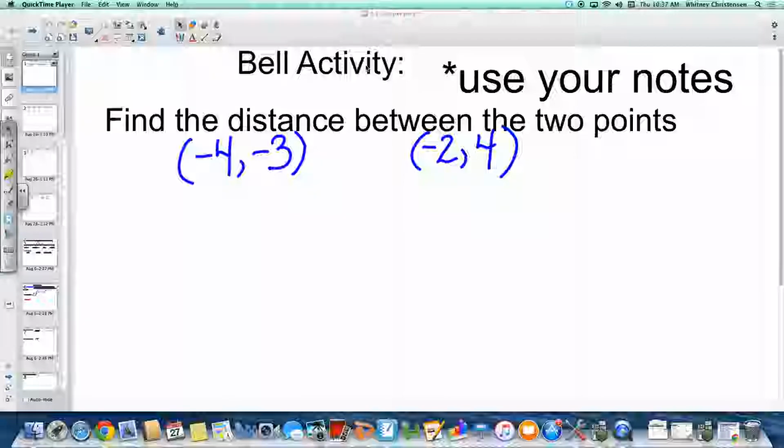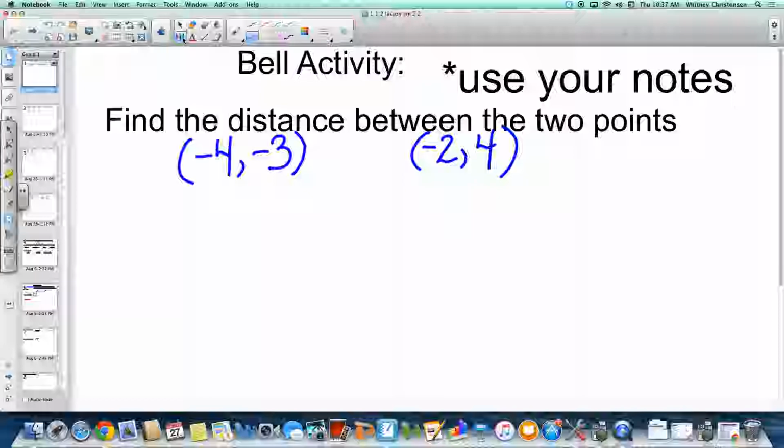And we know the distance formula. That's something you need to have memorized. The distance between 2 points. So tell me, what is the distance formula?